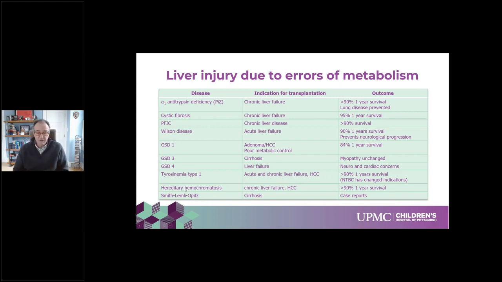And outcomes are very good. One has to be careful with glycogen storage disease type 4 because even with no evidence of cardiac or neuro concerns at the time of cirrhosis and transplantation, they may occur later. And then hereditary hemochromatosis is important to point out that metabolic conditions are not just pediatric issues. The majority of patients who are transplanted for hemochromatosis are adults. And we'll see on the next slide, there's another condition that has been very commonly transplanted for adults.